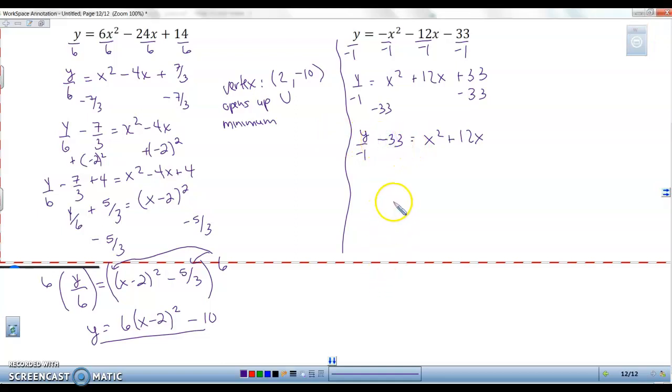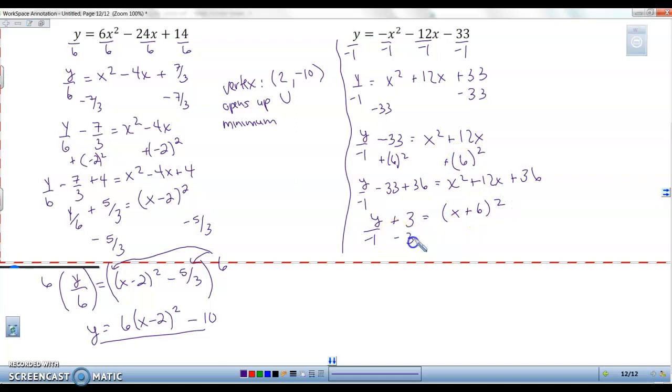Okay, now, to complete the square here, I have to take half of the b term, which is the 12, and square it. So half of 12 is 6, and then I want to square it, and I have to do that on both sides. So y over negative 1 minus 33 plus 36 is equal to x squared plus 12x plus 36. Combine your terms. Y over negative 1. Negative 33 plus 36 is 3. And then x squared plus 12x plus 36 is (x plus 6) squared.